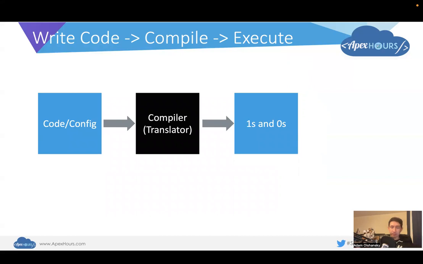And so over time, they've developed compilers, also known as translators, to take what we're writing on the code side, or maybe the configuration side, declarative Salesforce, things like that, to translate it or compile it into ones and zeros. You actually may be familiar with this process already if you've ever written a Salesforce formula. You click that Check Syntax button. That's Salesforce trying to turn the formula you wrote into ones and zeros that it can understand.